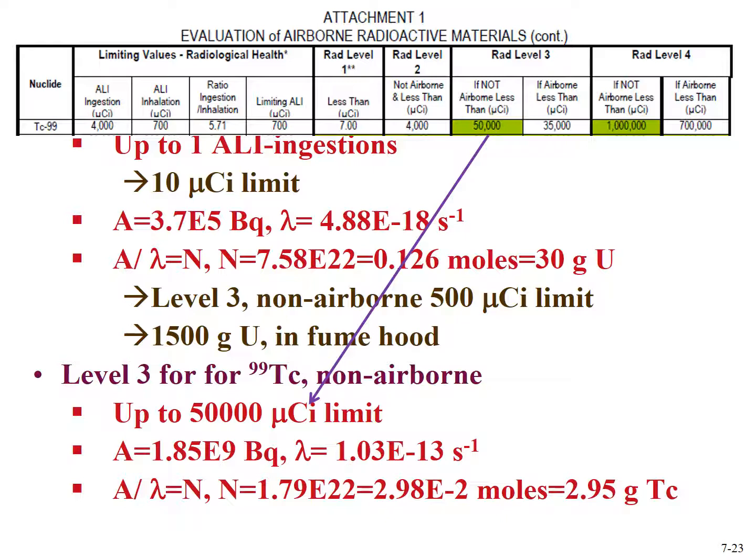So we can see that we have a value of 50,000 microcuries. We run our calculation. We convert that to becquerel. We use the decay constant for technetium-99. We get 1.8 times 10 to the 22 atoms, so many moles, and it actually works out to be about 3 grams of technetium. So we can work with up to 3 grams of technetium in a non-airborne condition in our hoods.